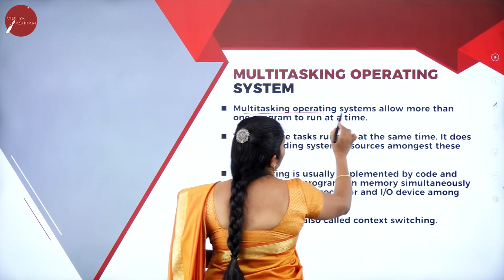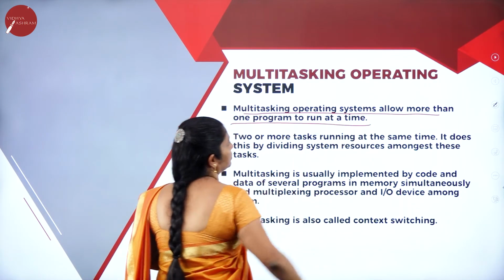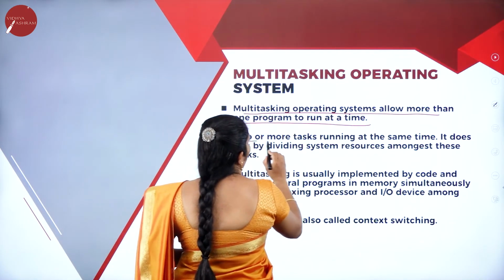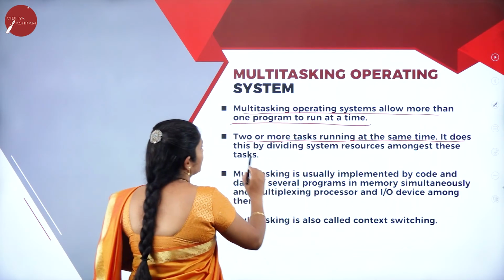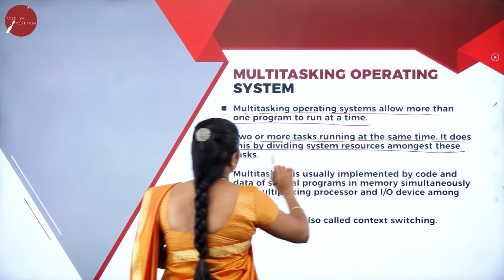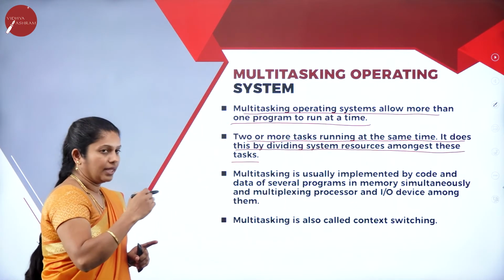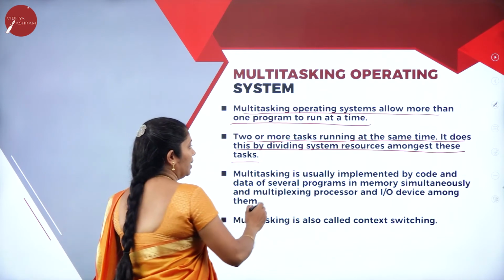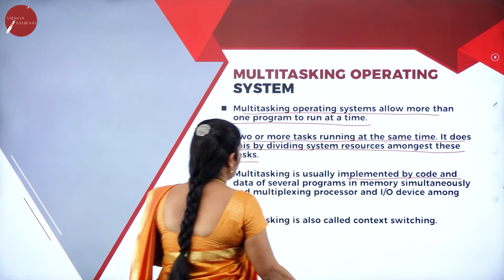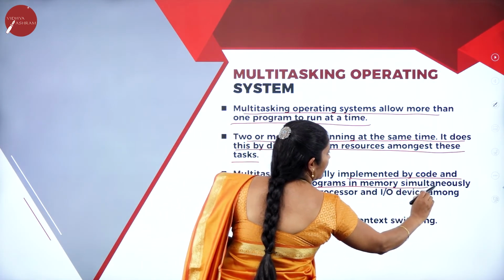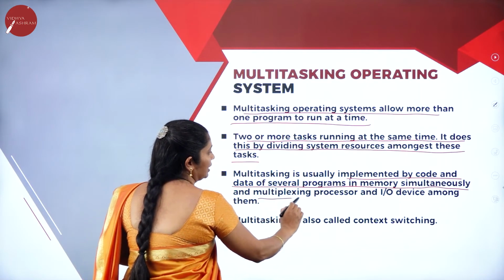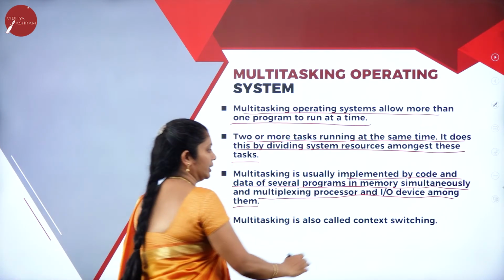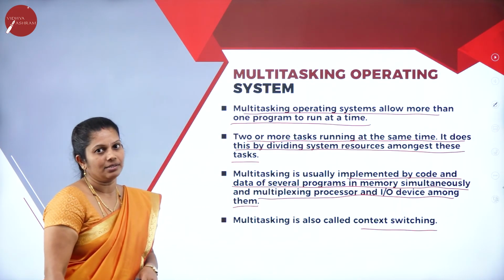A multitasking operating system allows more than one program to run at a time. Two or more tasks run at the same time. It does this by dividing system resources among these tasks. Whatever resources we have are divided, and simultaneously more than one task can be performed. Multitasking is usually implemented by holding the code and data of several programs in memory simultaneously and multiplexing the processor and input-output devices among them. Multitasking is also called a context switching operating system.